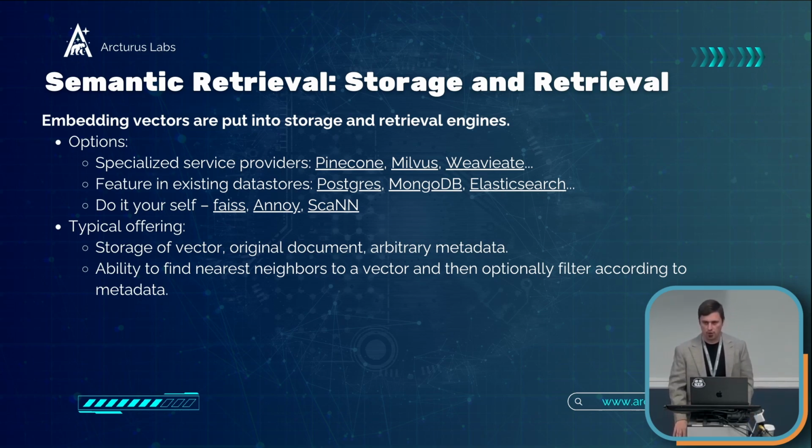The typical offering for any of these vector storage solutions is to store the vectors, the original document, arbitrary metadata that you have associated with it, and then what you can do with it is you can find a nearest vector to your query vector, and then you can use the metadata to filter down to like a subset of the document. So find the most meaningful document near this space, but filtered by this particular business, something like that.